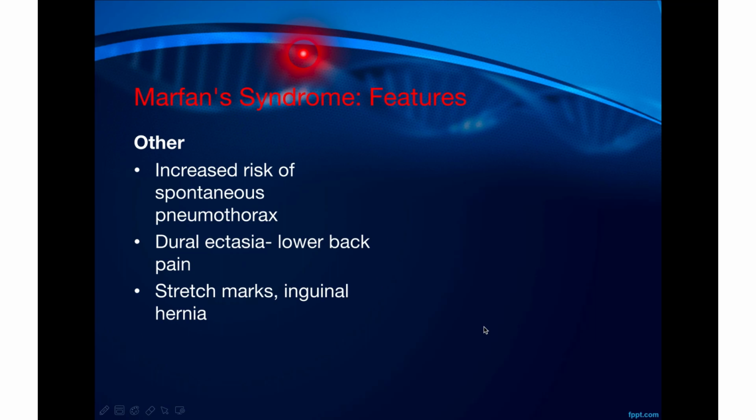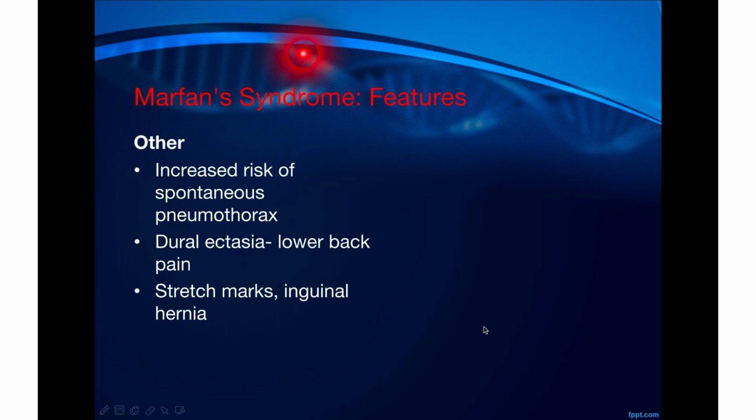spontaneous pneumothorax. Spontaneous usually occurs in patients that are very long. Most Marfan syndrome patients are very tall. They have a 15% risk of having spontaneous pneumothorax, not due to trauma or anything, but just spontaneous pneumothorax.